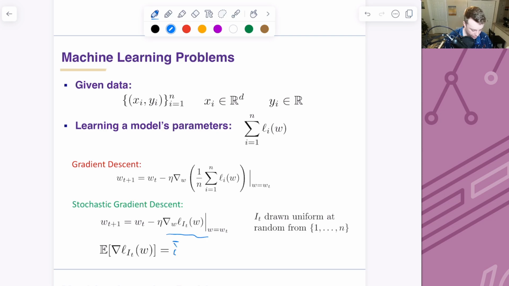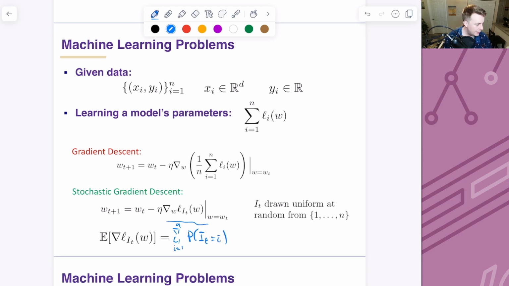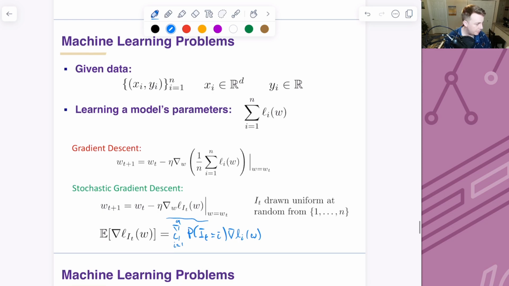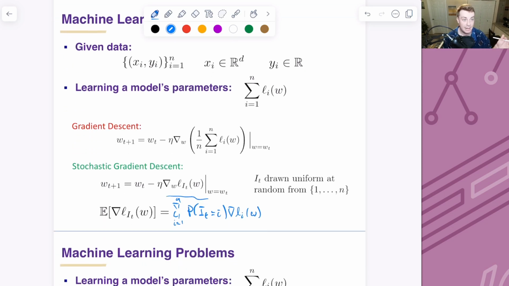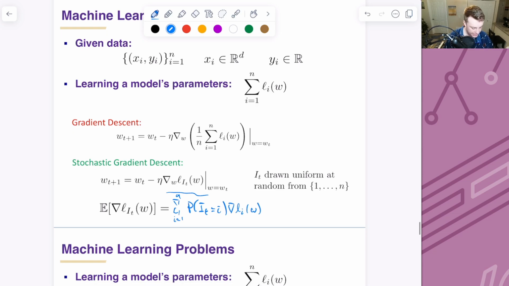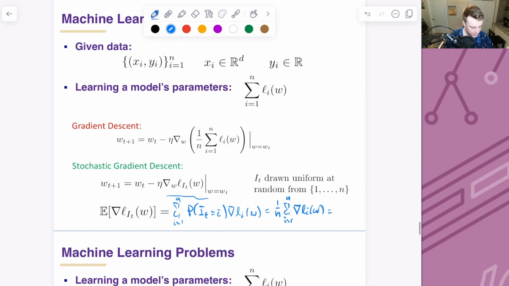the sum from i equals 1 to n of the probability that my random index at time t is equal to index i times the gradient of the loss of the ith data point of W. Now, this simplifies because the probability of selecting any individual point is just 1 over n. This simplifies to 1 over n times the sum from i equals 1 to n of the gradient of L_i of W, which is just equal to the overall gradient of L of W, which is this formula right up here.